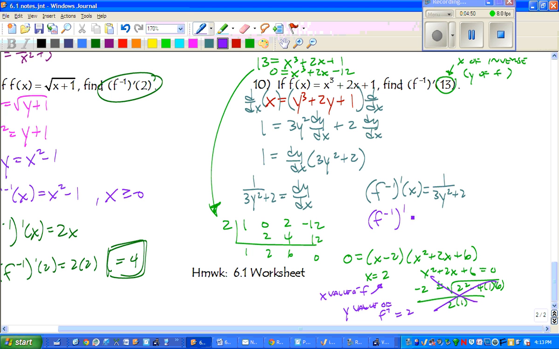The derivative of the inverse of f of 13 equals 1 over 3 times 2 squared plus 2. So 2 squared we get 4, times 3 is 12, plus 2 we get 14. So 1/14 for our answer.